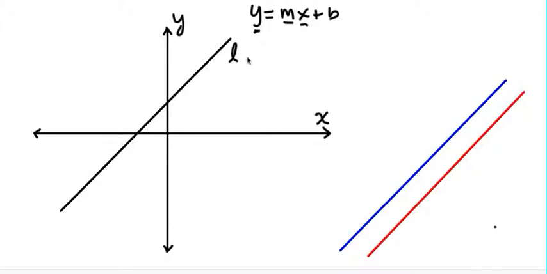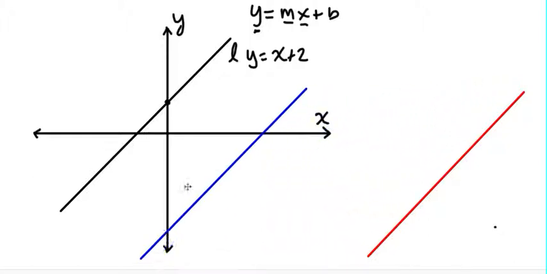So if L is the line y is equal to x plus 2, it has a slope of 1 because the coefficient of x is 1, and it intercepts the y-axis at the point 2. Any line that is parallel to line L, our friend over here, Mr.